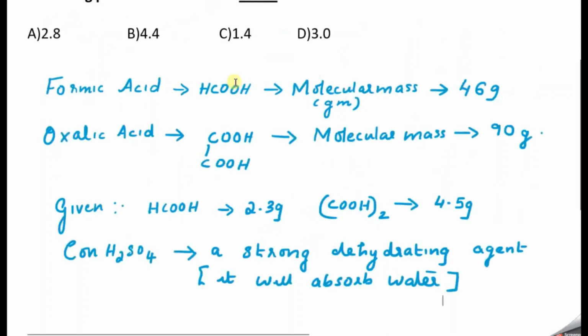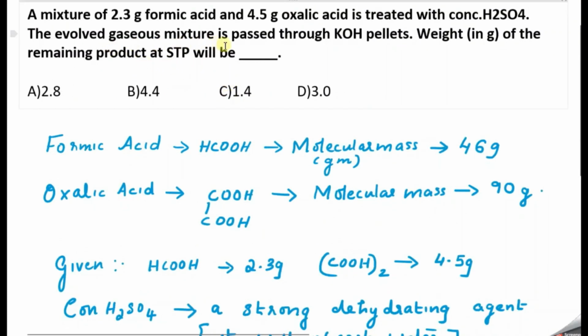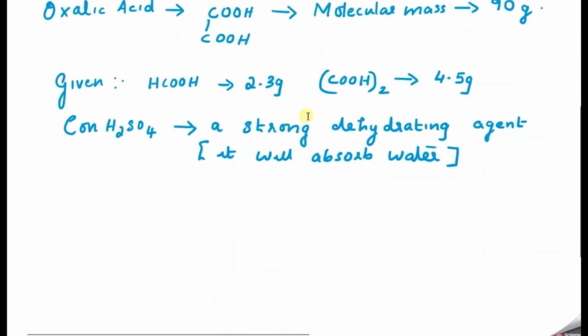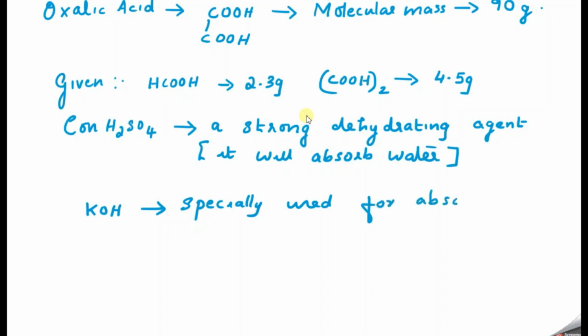Then they are telling about the evolved gaseous mixture. You have formic acid and oxalic acid treated with H2SO4, so some gas is formed and it is passed through KOH pellets. So we need to know what KOH can do. Please remember, this is a very important thing. KOH is specially used for absorbing carbon dioxide. Very important. Please remember this property. Now we will start writing the reaction. So you have HCOOH, now treated with concentrated H2SO4. Correct.